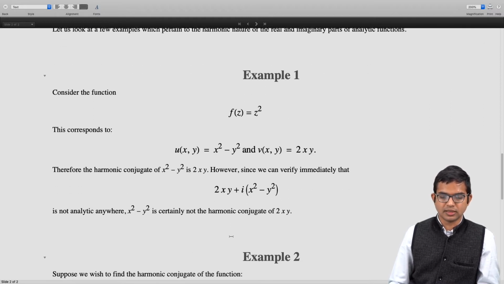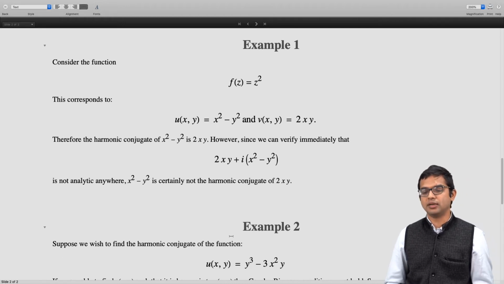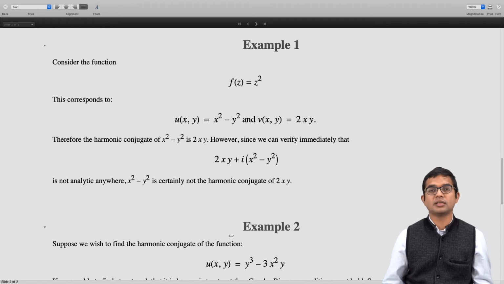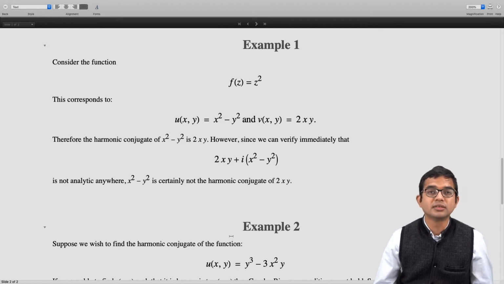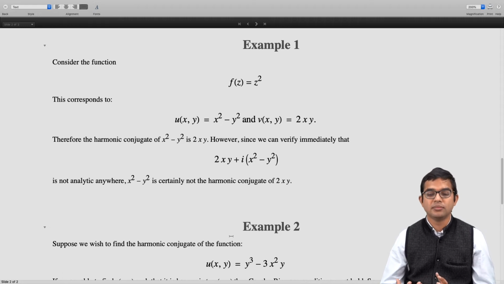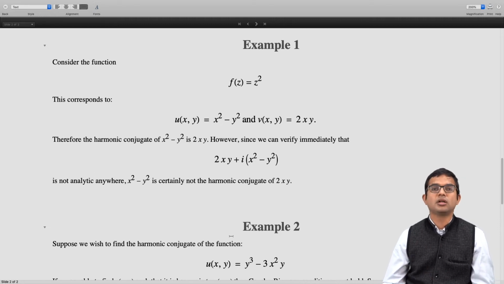Let's look at another example. Suppose we are given some function u of x comma y, y cubed minus 3x squared y, and we ask if it's possible to find its harmonic conjugate. In other words, if the real part of an analytic function is given to us, can we find a suitable imaginary part such that we can tag them together and make an analytic function? So this may not in general be possible.